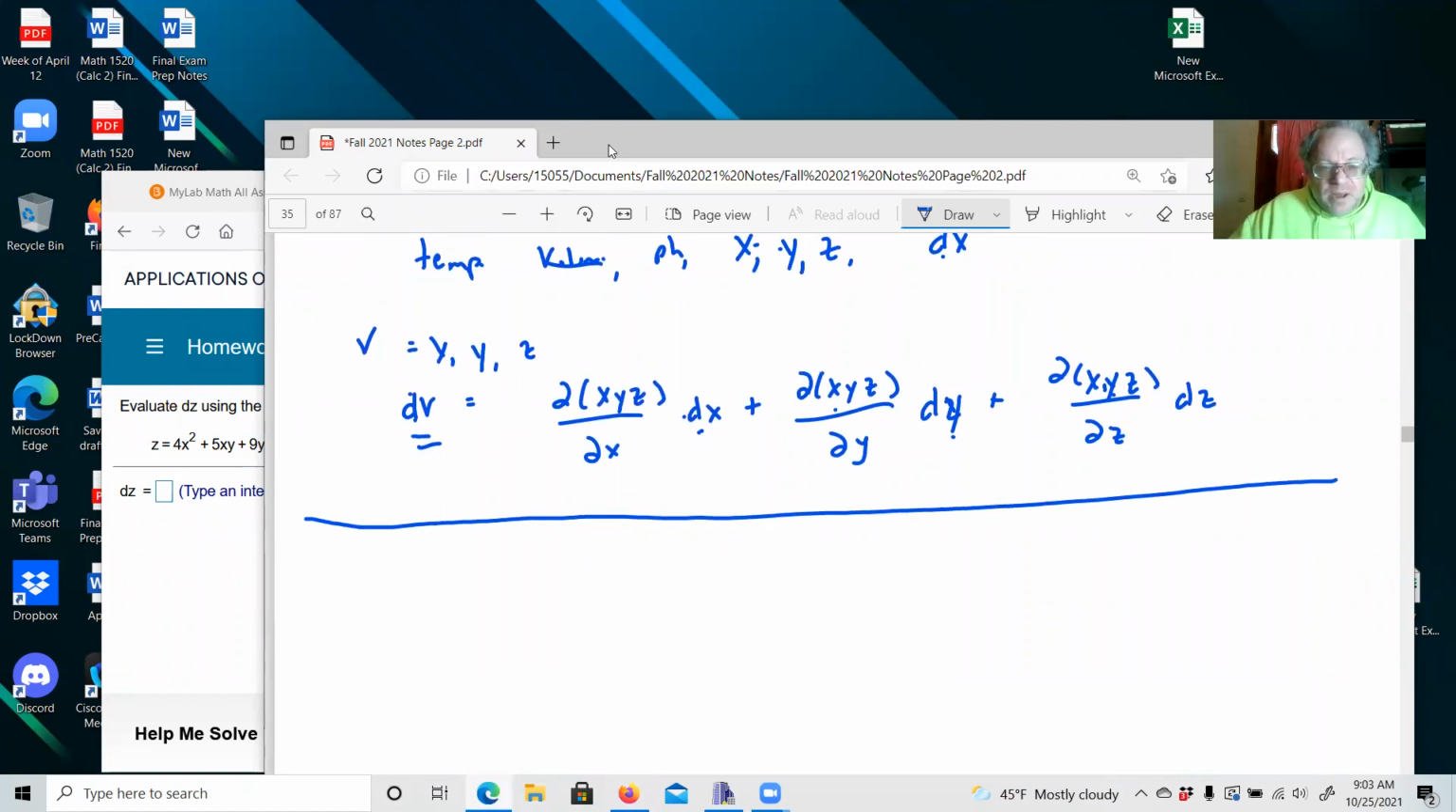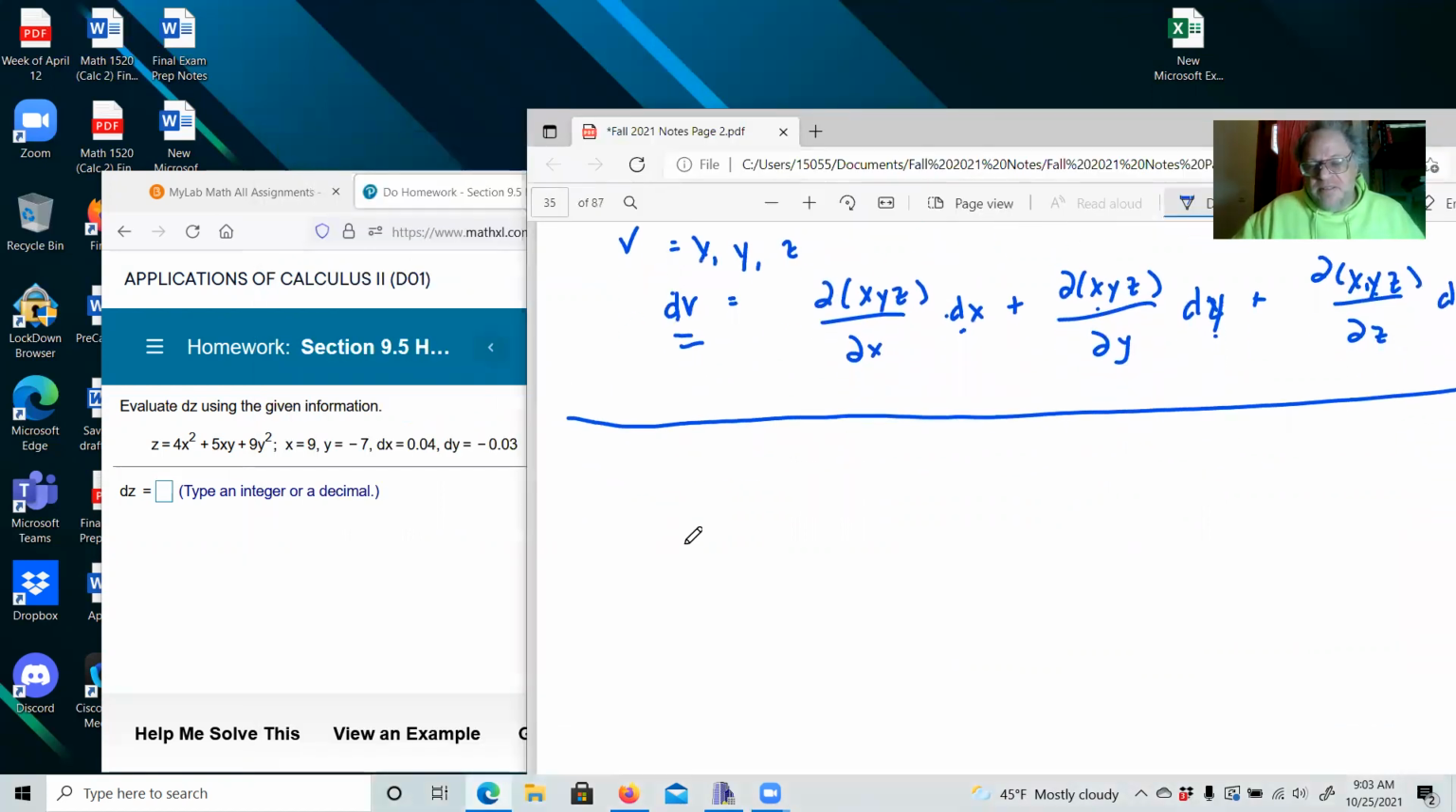So let's get started with a couple of exercises, because I know it's nice that we've talked about it, but what are we doing here? We have z is equal to 4x squared plus 5xy plus 9y squared. dz is equal to the total differential, right? Let's just set this up.